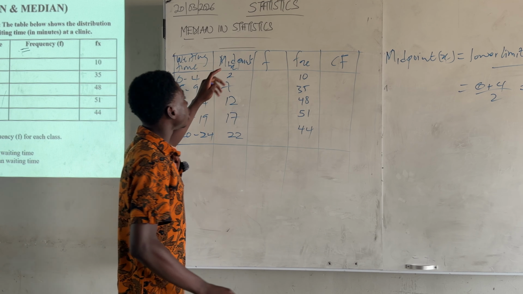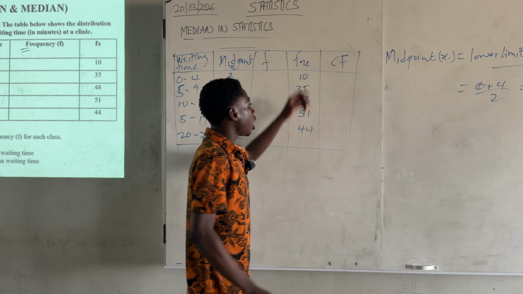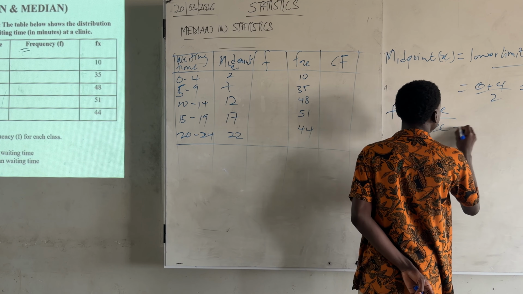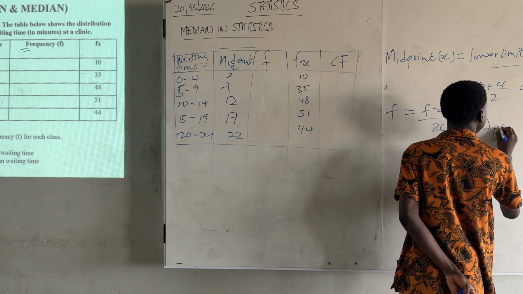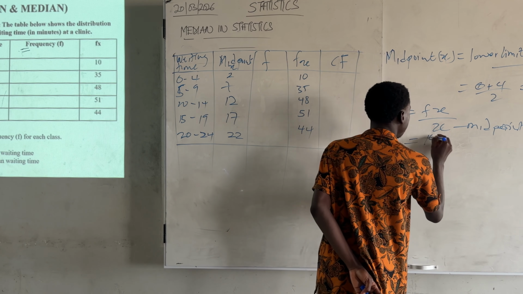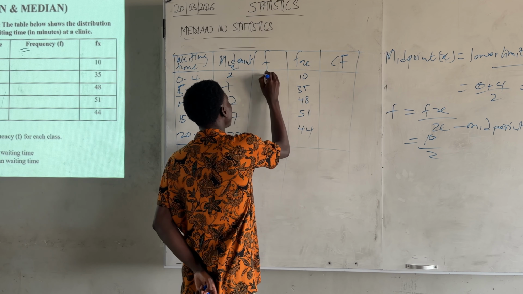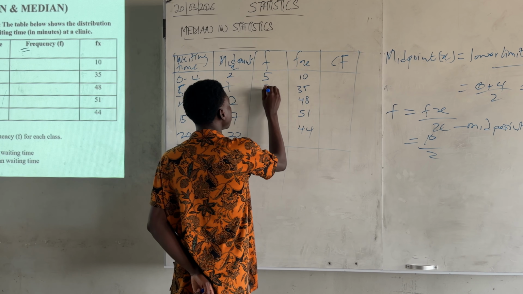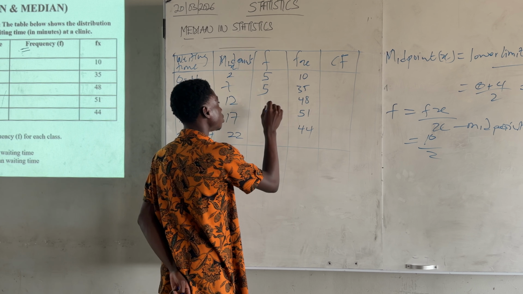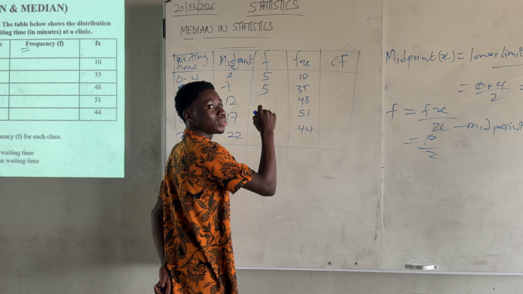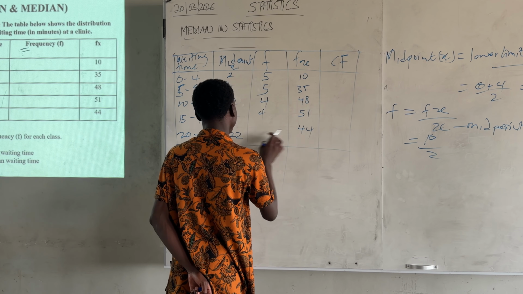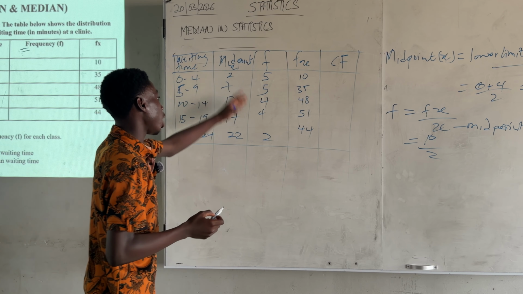And before we can find the f, you have to divide: f is equal to fx divided by x, which is the midpoint. So for the first f, we divide 10 by 2, we get 5. Then 35 divided by 7 is 5. 48 divided by 12 is 4. 51 divided by 17 is 3. 44 divided by 22 is 2. So this is our f.